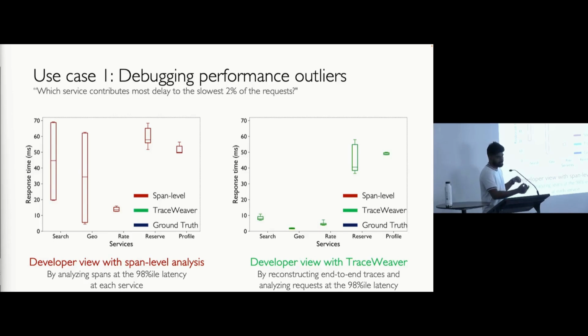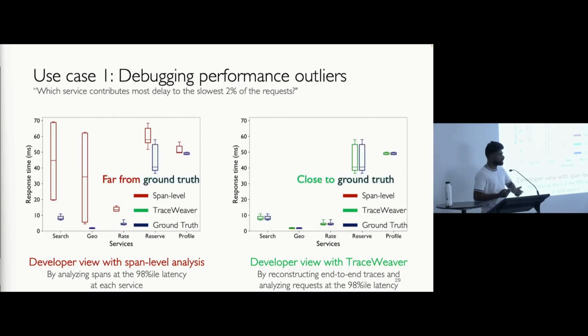Now let's see how the ground truth looks. As you can see, the ground truth is pretty close to what TraceWeaver gets, which means that if you want to debug tail latency for your end-to-end request, you can go to TraceWeaver and ask it which services are problematic. In this case, on the left, if you were trying to debug, you don't know whether to look at search or geo or server profile. You don't know which service to look at to actually go and debug. Whereas on the right side, it's very clear that Rizzo and profile are the culprits. So you can go and fix them in order to reduce your tail latency.